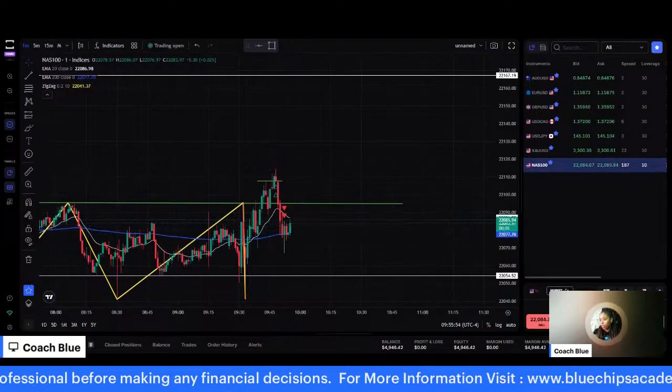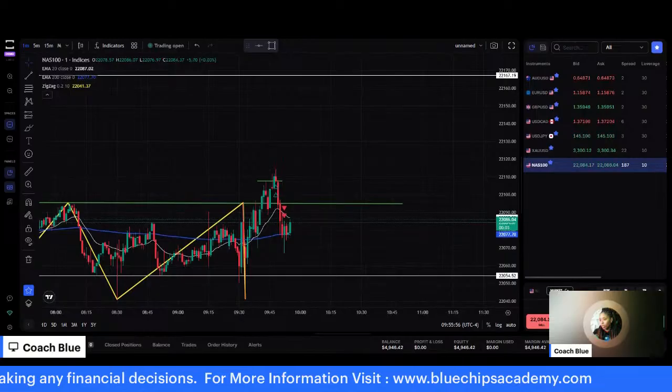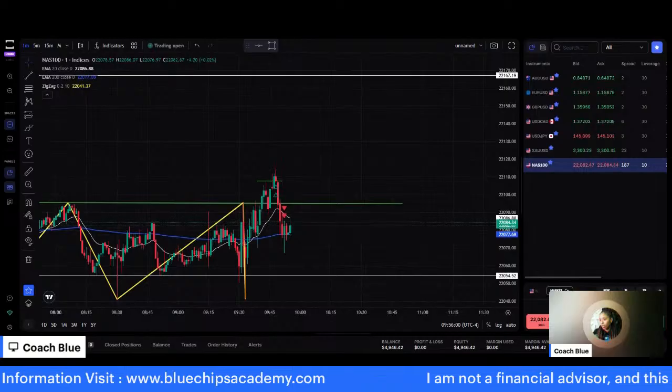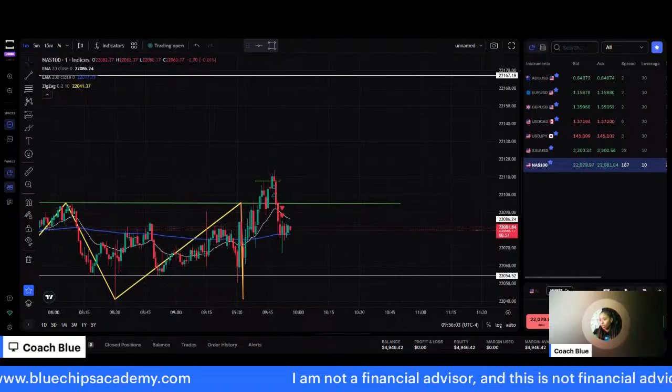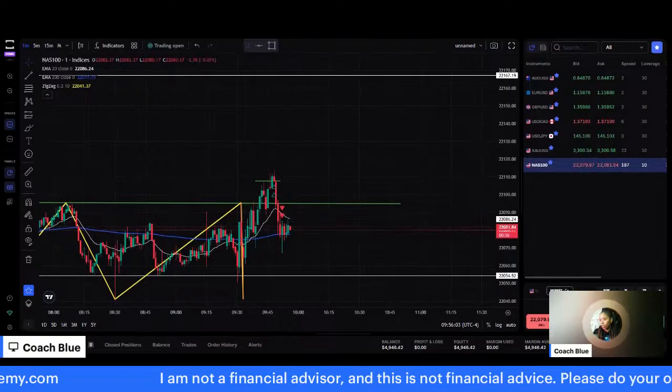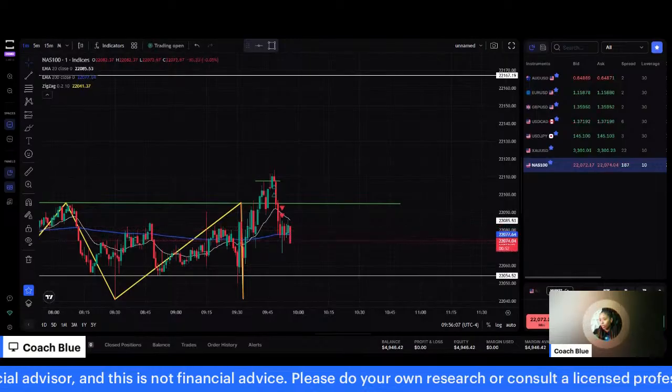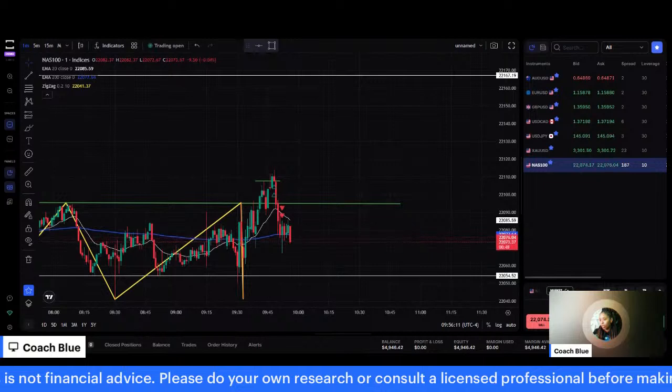And if not, it is totally fine. We're not going to force anything. Okay. We got caught right at that little pivot right there. So we got our BPC, but we didn't get our continuation like we wanted, which is totally fine.